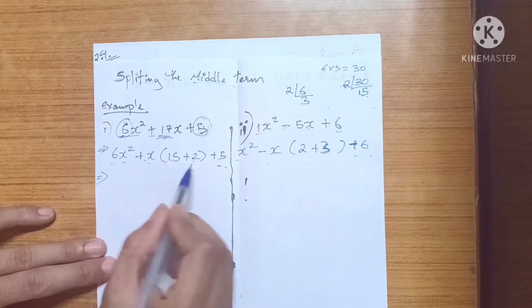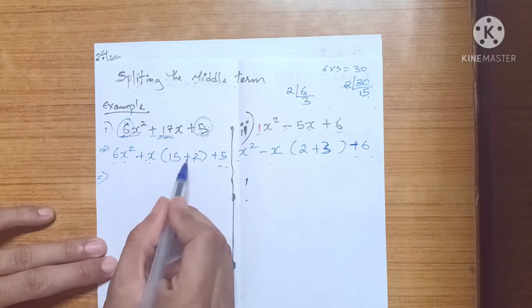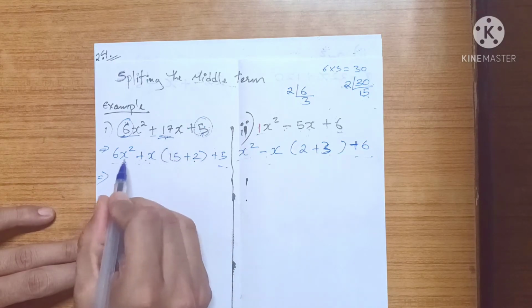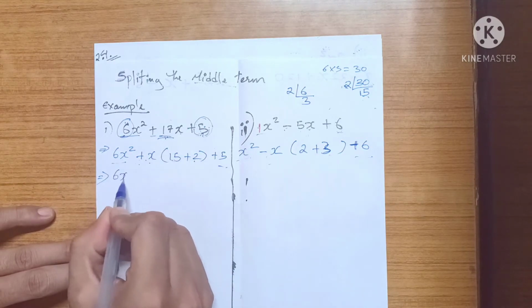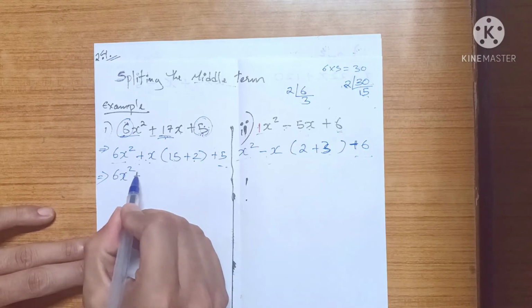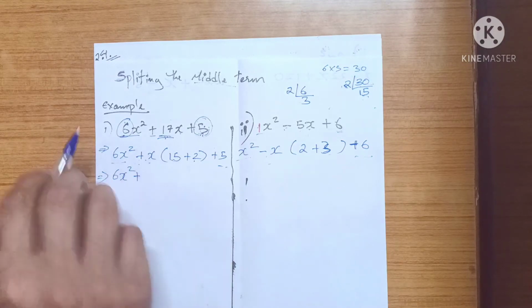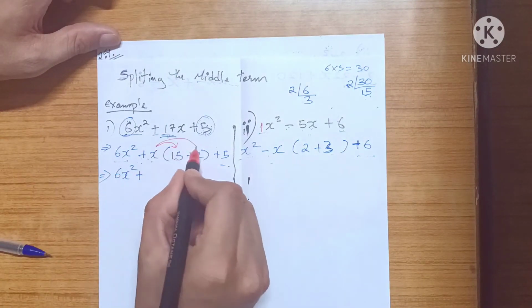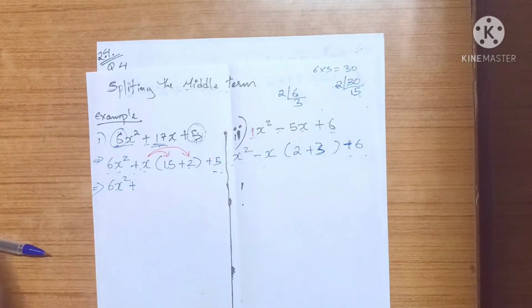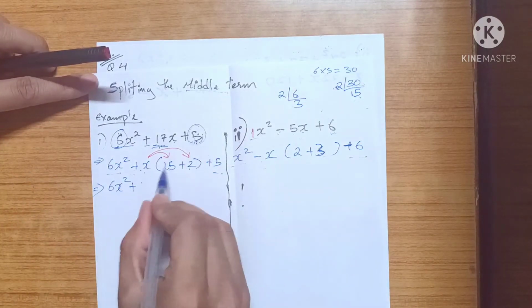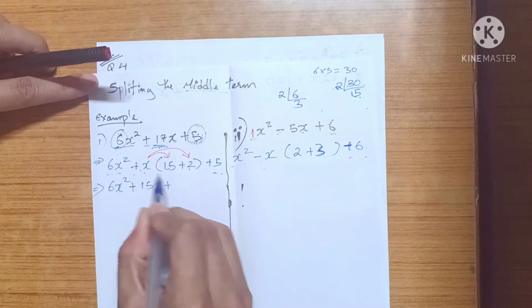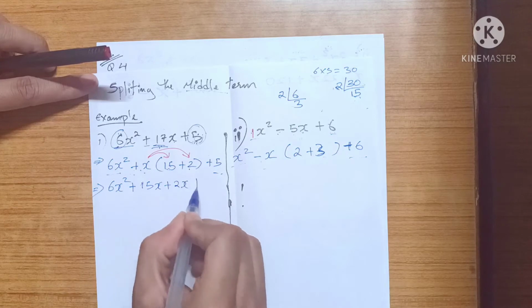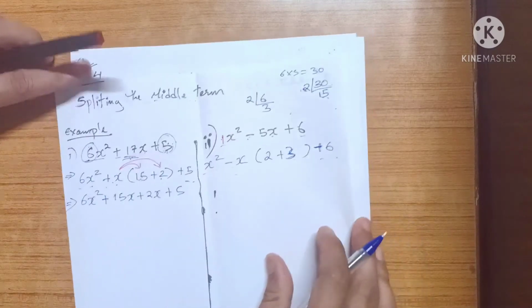Now we open the bracket. We don't add this, okay? If we add this, it'll go back to the same exact thing. So we'll open the bracket. When you open the bracket, this becomes x squared plus 15. This x will multiply everything that's inside the bracket. So x into 15 is 15x plus x into 2 is 2x plus 5.